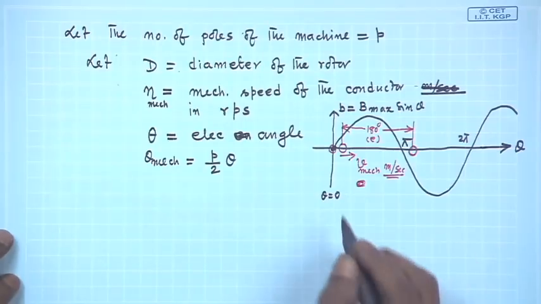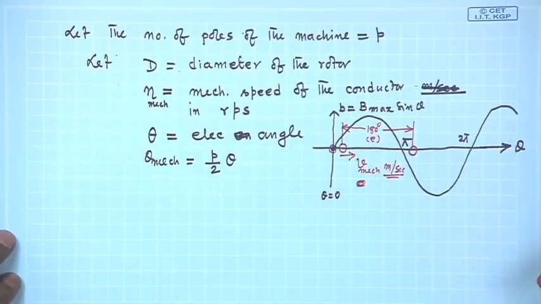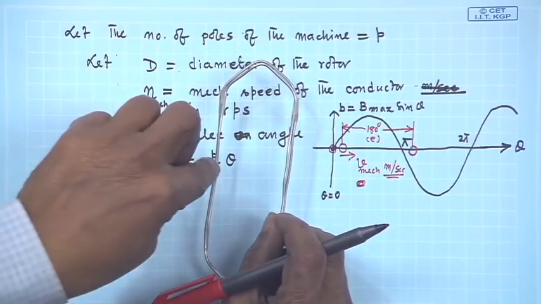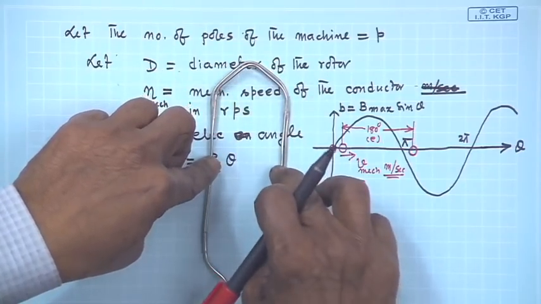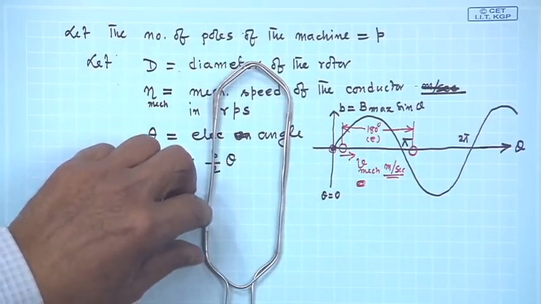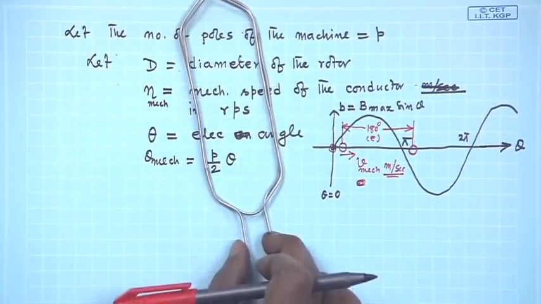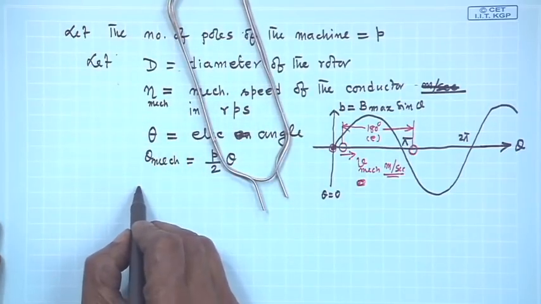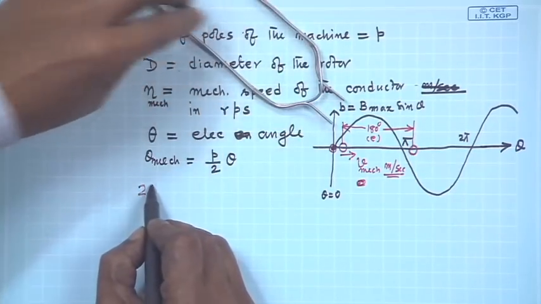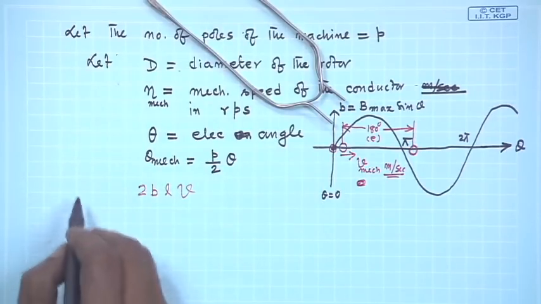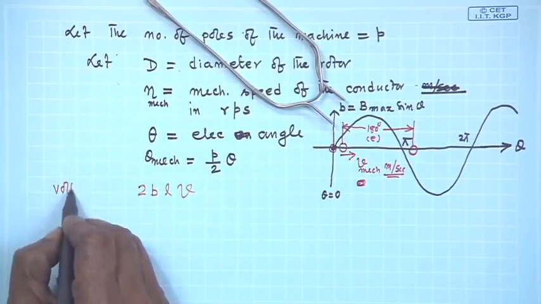Why? Because then only the induced voltage. So, if this coil side is under the center of the north pole at any time, this one must be under the center of the south pole, so that you will get maximum voltage between these two points as 2 B L V, voltage across the coil.